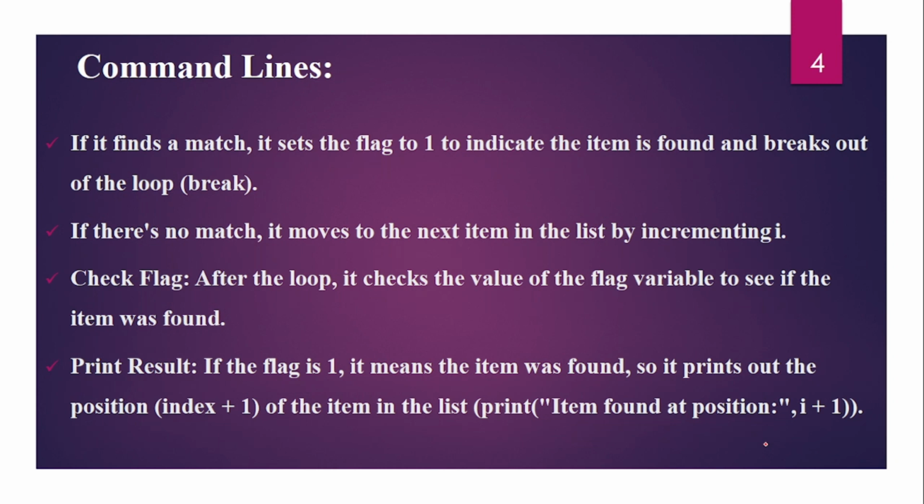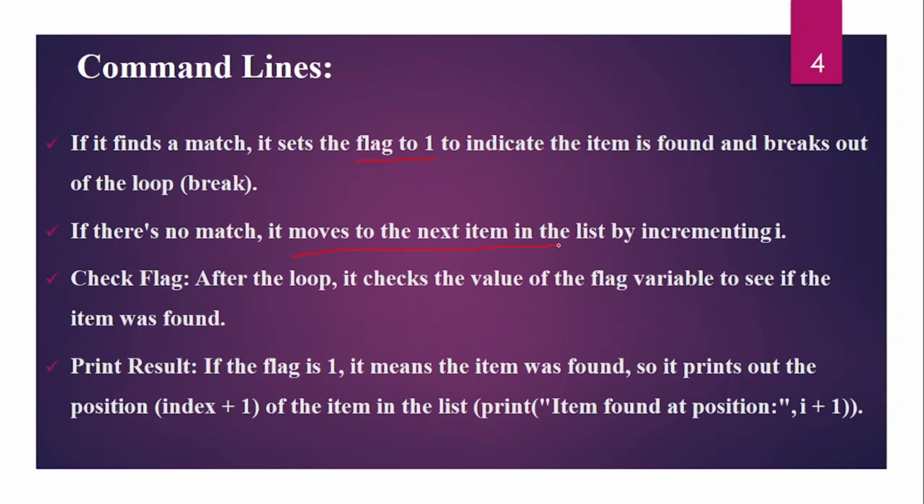Next, if it finds a match, that is, if the condition item current i is equal to X is true, then the flag variable is set to 1, indicating that the item has been found, and it breaks out of the loop immediately. If there is no match, it moves on to the next item in the list by incrementing i. So now you know why I have used an i variable and why it is called a counter variable. This is the main reason.